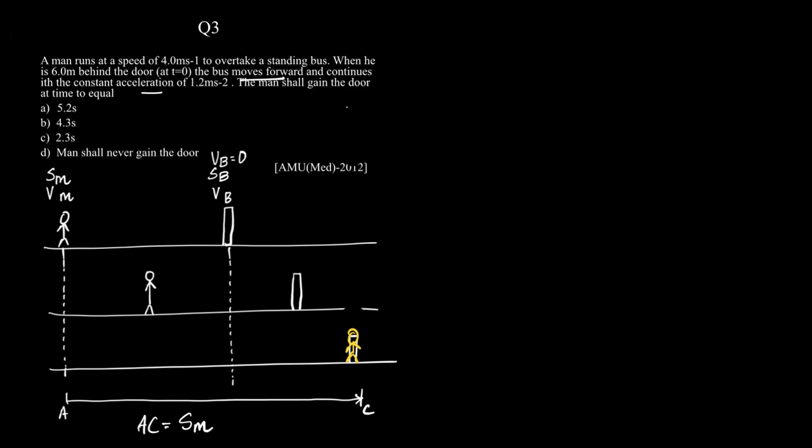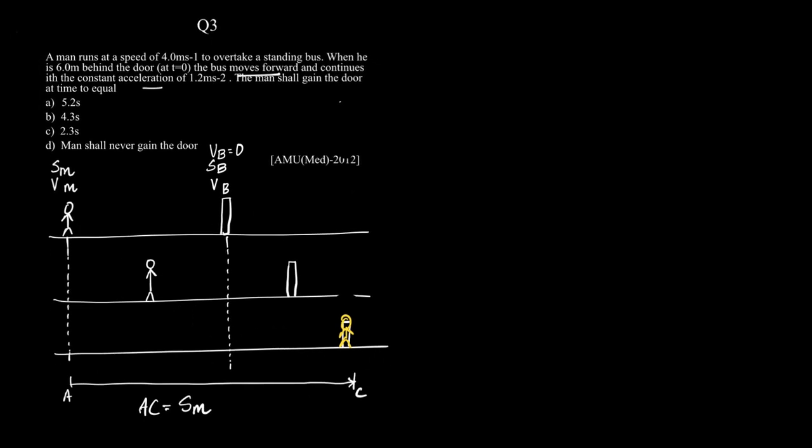Now, let us talk about the bus. Let us take this position as P. This was the initial position of the bus because it was standing. So this is the initial position of the bus, and the bus has moved so far. It has moved from B to C. So the distance moved by the bus is BC. Let me write that as BC. Now what is BC equal to? We have termed it SB. So BC is equal to the distance moved by the bus.